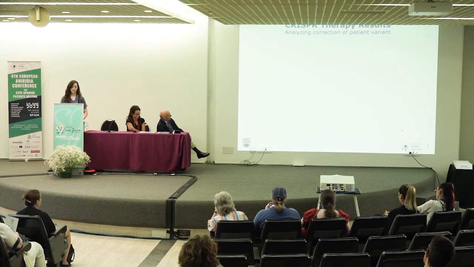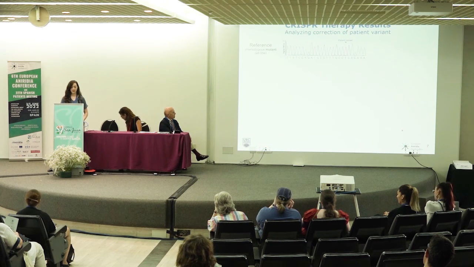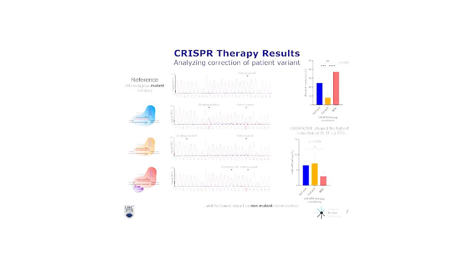So once we validated this model, I then went on to test various CRISPR strategies to correct the patient variant that we had just introduced into our mouse embryonic stem cells. And so some of this work is summarized here. Here we have a reference chromatogram of our unedited homozygous mutant cell line, and I'll direct your attention to the patient variant here. So we see one dominant red peak indicating 100% homozygosity for the patient variant.